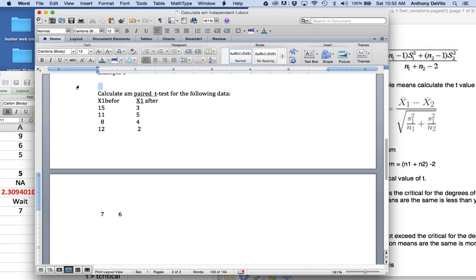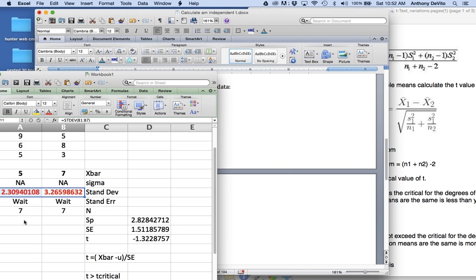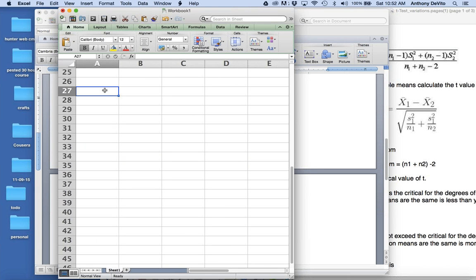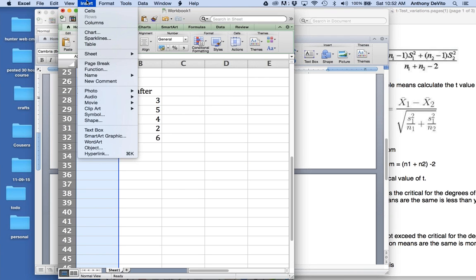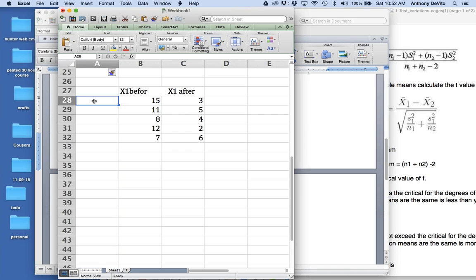Okay, so I'm going to enter these numbers in Excel. Let's see if I can get lucky and get it to just paste in. Okay, that worked out pretty well, except for that one. So these are values before and after, but for the same subject. If I added another column, this might be subject number 1, 2, 3, 4, and 5. What I'm really interested in is whether or not there was an improvement for each patient.